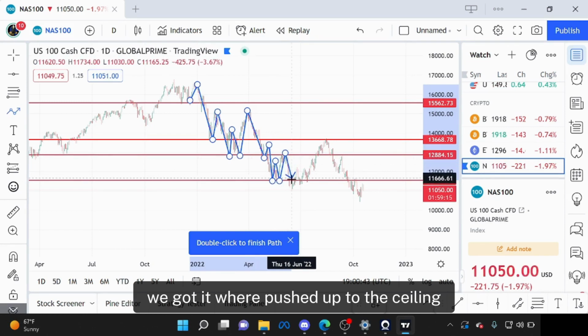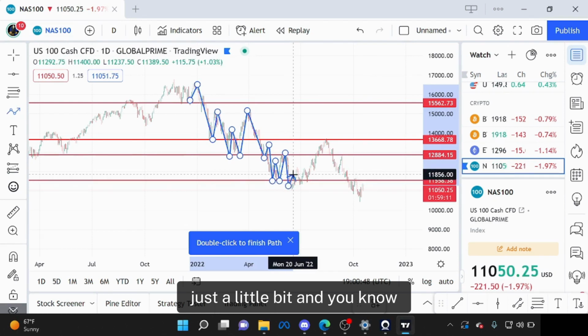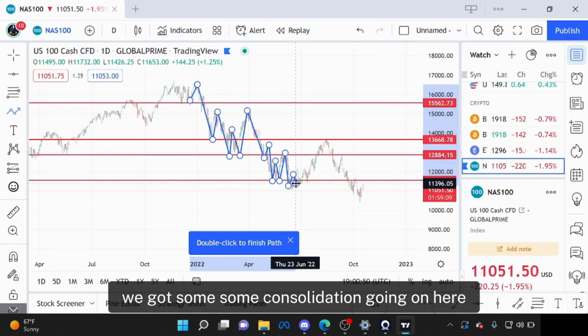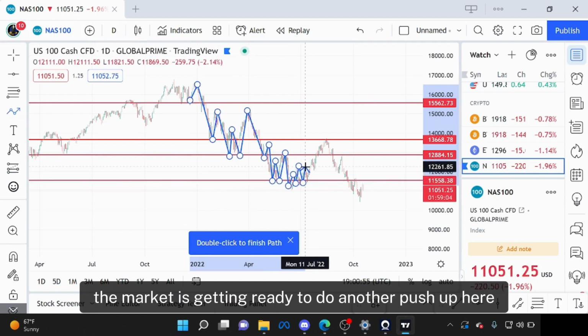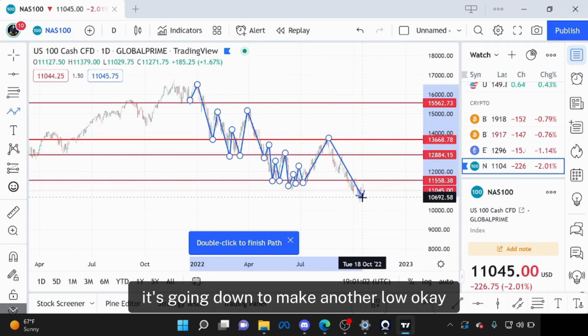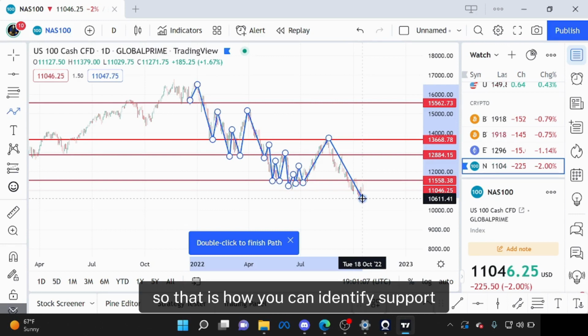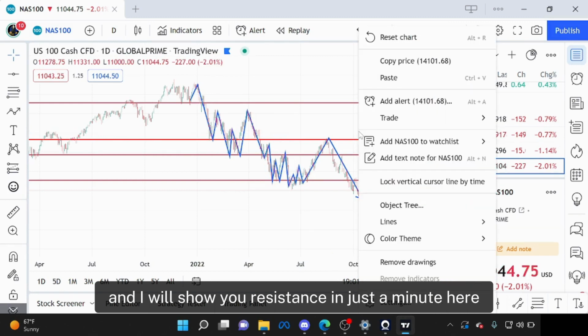We got it to where it pushed up to the ceiling. It kind of got caught up in this floor just a little bit, and we got some consolidation going on here. We got a push up, push down, and now the market is getting ready to do another push up here. And then as you can see, it's going down to make another low. Okay, so that is how you can identify support, and I will show you resistance in just a minute.